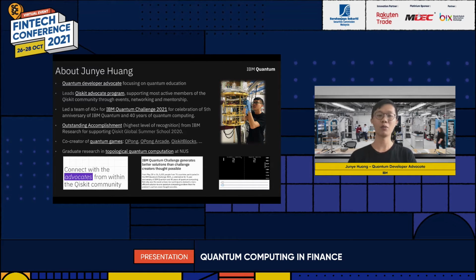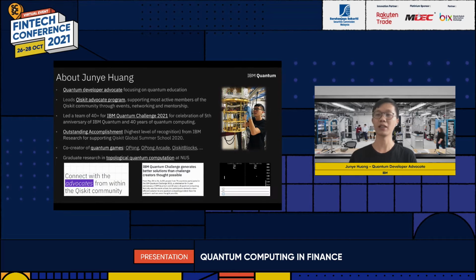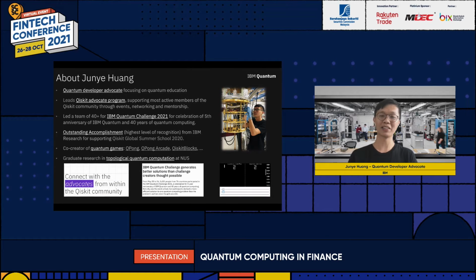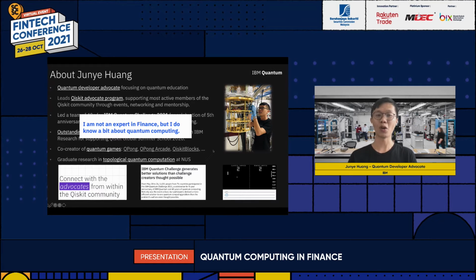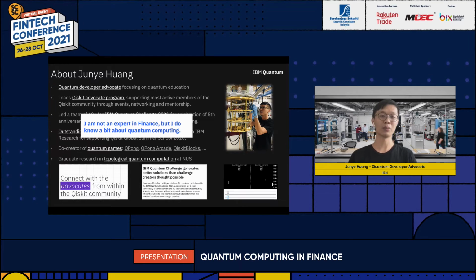Before joining IBM, I was a graduate student and I studied topological quantum computation. That's why you see on the right a photo of me doing an experiment on a dilution refrigerator. What most people think when they look at this fridge is that it's the computer, but actually the computer chip is at the bottom of the machine. The whole thing is just to cool down the chip to a very low temperature so that we can have very low thermal noise and shield it from the environment to make sure the quantum computation can last longer. As you can see from my background, I'm not an expert in finance at all, but I do know a little bit about quantum computing.